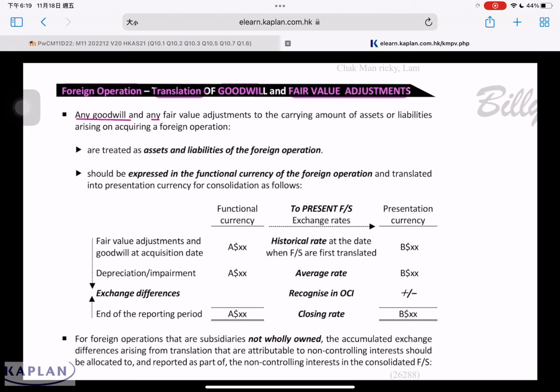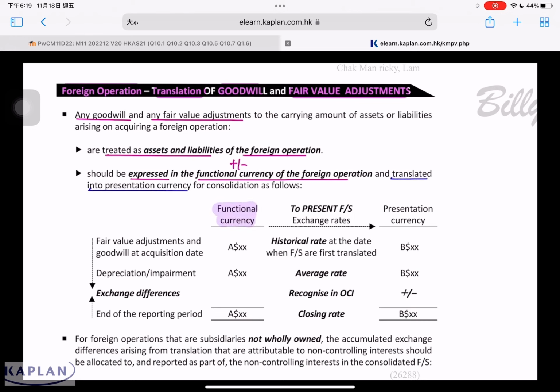Any goodwill or any fair value adjustment relating to the assets and liabilities of the subsidiary belongs to the assets and liabilities of the subsidiary. They are treated as adjustments to the assets and liabilities of the foreign operation. It must be expressed in the functional currency of the foreign operation. That means when there's any adjustment, you must adjust in the functional currency of the subsidiary first, or associate. So far I talked about subsidiary, but it's the same applicable to associate. After adjustment, then we do translation to presentation currency.